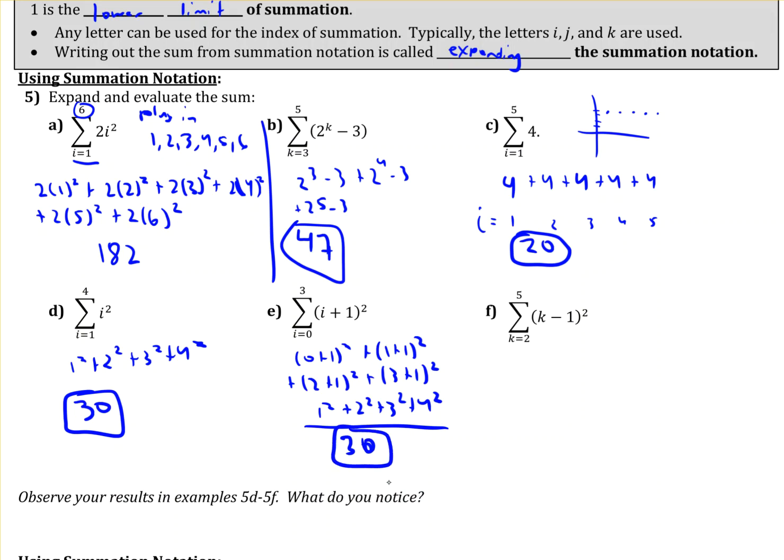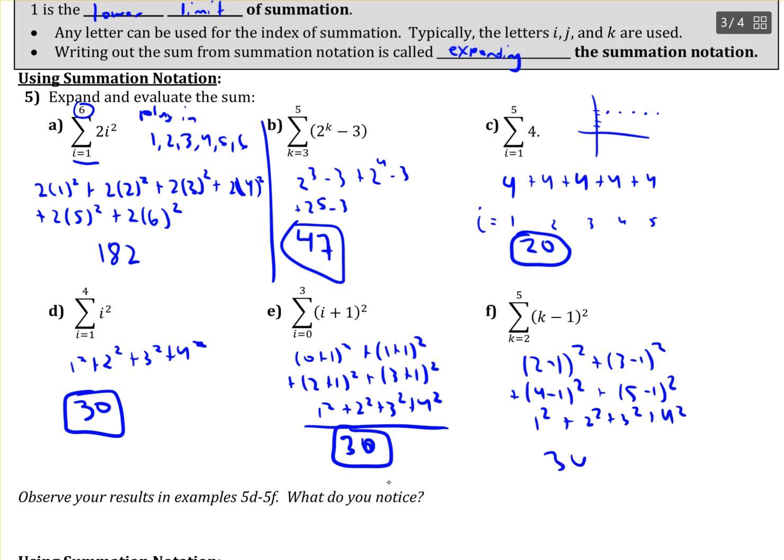And finally, let's look at this one. We plug in 2 minus 1 squared. We plug in 3 minus 1 squared. Plug in 4 minus 1 squared. Plug in 5. Well, 2 minus 1 is 1 squared. 3 minus 1 is 2 squared. 4 minus 1 is 3 squared. 5 minus 1 is 4 squared. So I end up with 30 again.